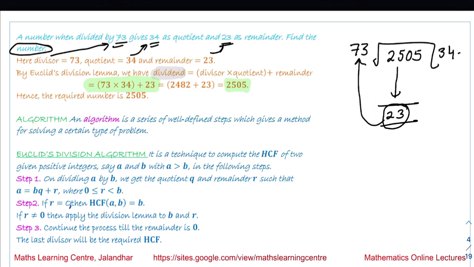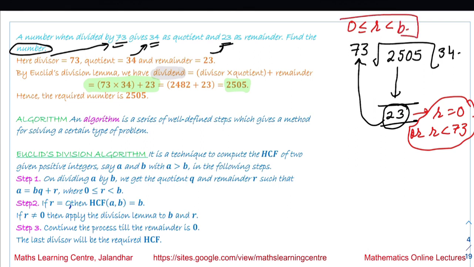There are two options that we have: either the remainder will be equal to 0 or the remainder becomes less than 73. So what we say is that the remainder lies between 0 and b. When the remainder lies between these two values, then we stop doing the division.